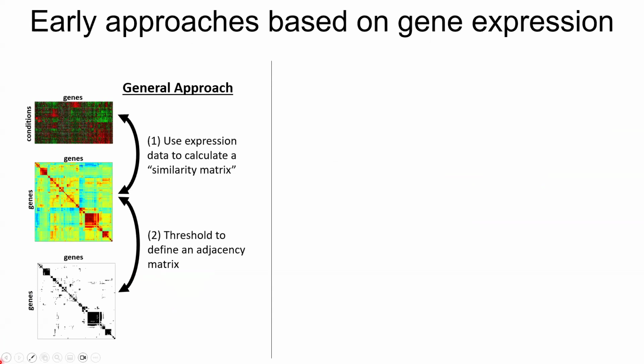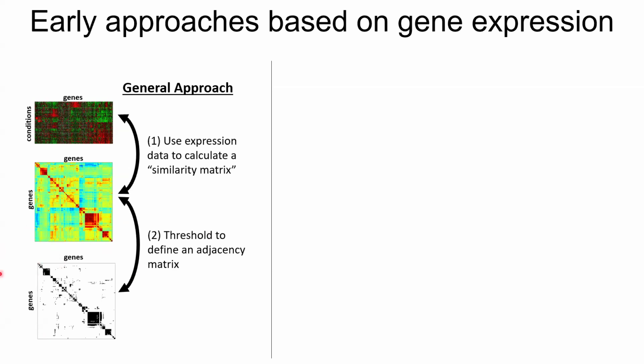The general approach is as follows. You have some sort of gene expression data where you have conditions on the rows, genes on the columns, for example, and use this to calculate some sort of similarity matrix. For example, pairwise Pearson correlation, mutual information. You can then threshold this matrix to define an adjacency matrix. Now, of course, this is a gene by gene matrix.